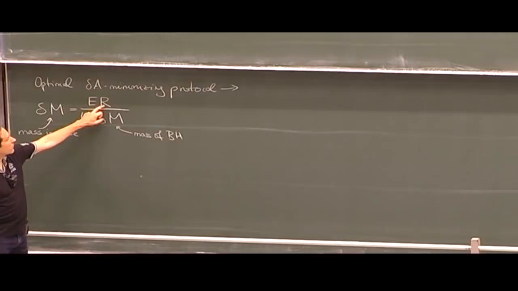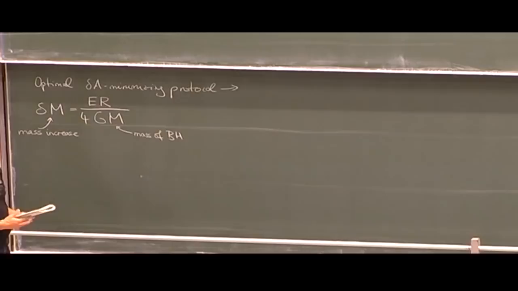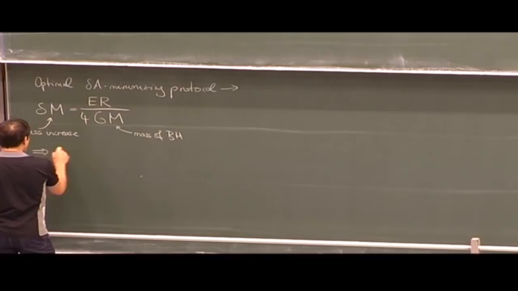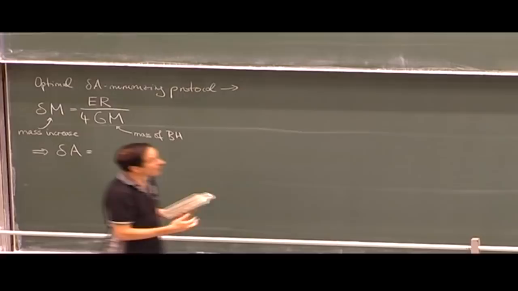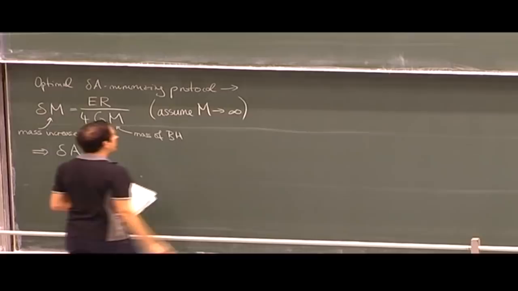All right, and so now we're home free, everything is easy. We know that the area is 4 pi r squared, okay? The radius for a simple Schwarzschild black hole is just 2GM. So we can easily translate that into an area increase. So to first order. Oh yeah, by the way, I'm assuming that the black hole is extremely large. So we're going to assume M is essentially infinite because we'll see that M drops out anyway.